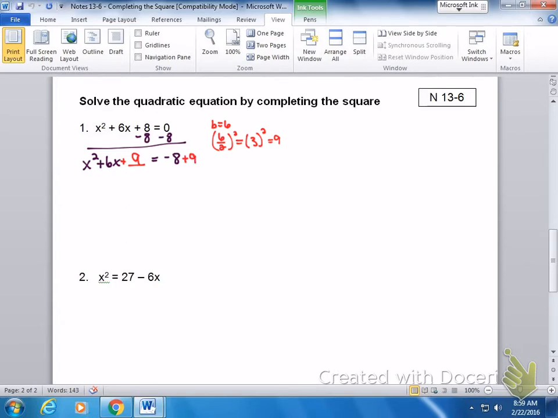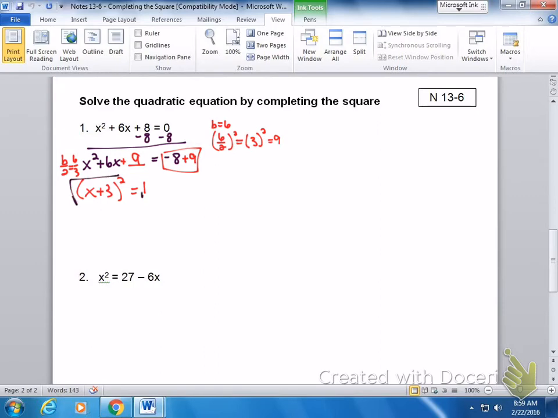Now here's the part where we factor. I have x something squared equals, now I take b over 2 to get my number that goes in there, which is 6 over 2, so I get plus 3. Then I need to clean up the other side, and I get 1. So right back where we were on the last page.